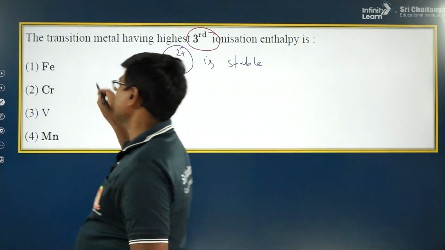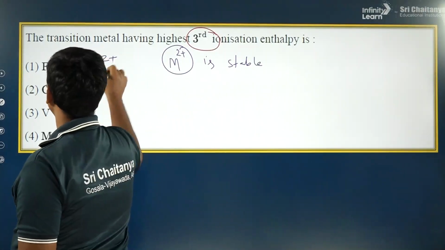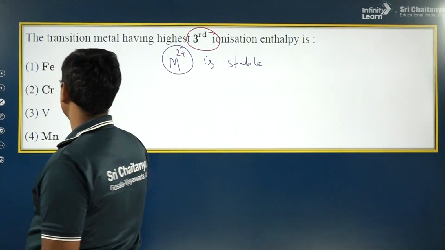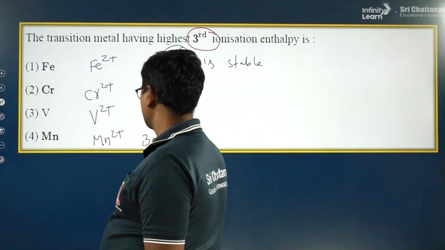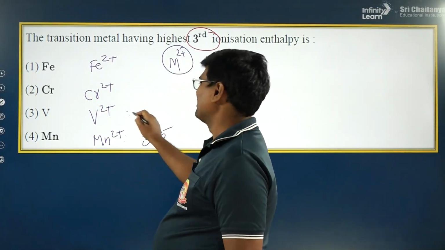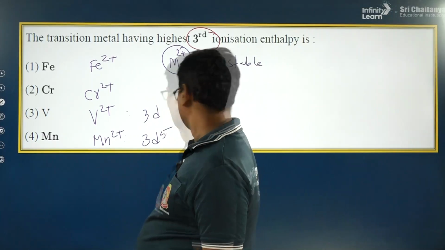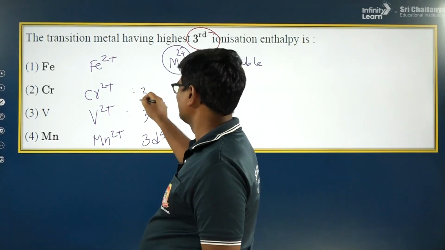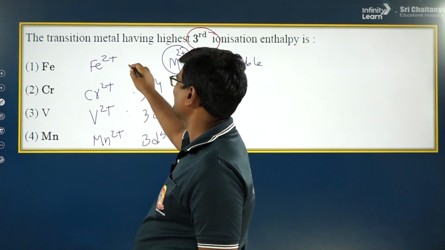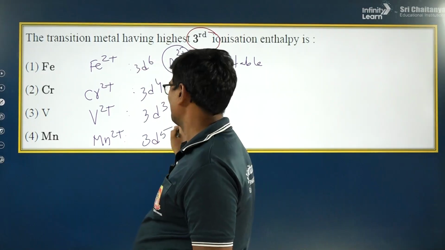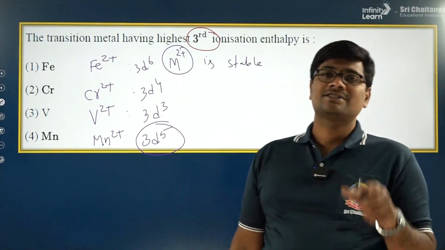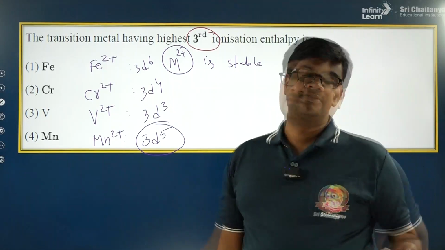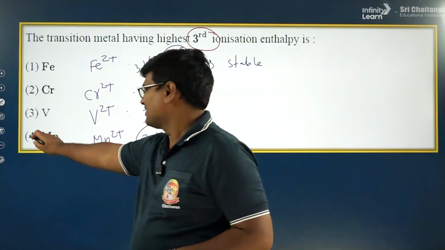Now let us see the di-positive cations here. This is iron 2+, this is chromium 2+, this is vanadium 2+ and this is manganese 2+. What is manganese 2+? 3d5. Vanadium 2+ we are going to get 3d3 and chromium 2+ we are going to get 3d4. Iron 2+ we are going to get 3d6. So what is the more stable one? Obviously Mn2+. So which will have the highest third ionization enthalpy? Manganese. Right answer. Fourth option is the right answer.